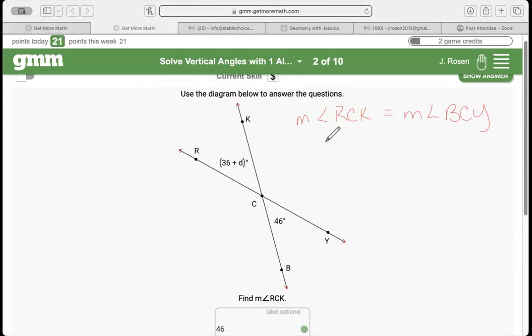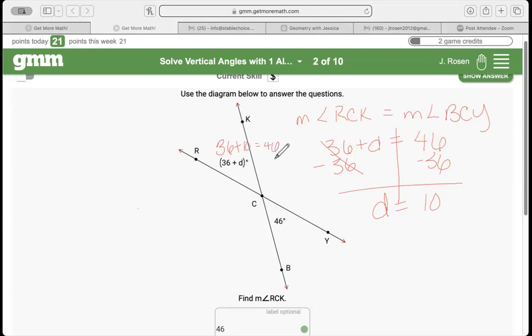RCK is 36 plus D, which equals BCY, which is 46. And now I know I have to solve it. To get D by itself, I have to subtract 36. So that gets us D equals 10. Then I can double check it. 36 plus 10 equals 46, which is exactly what it said right here. So D equals 10.